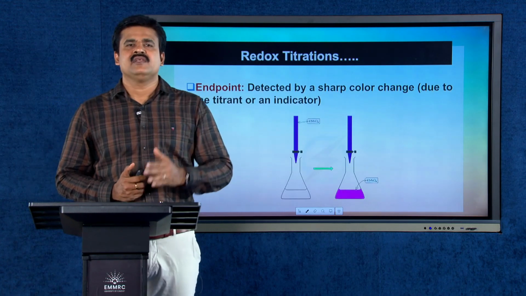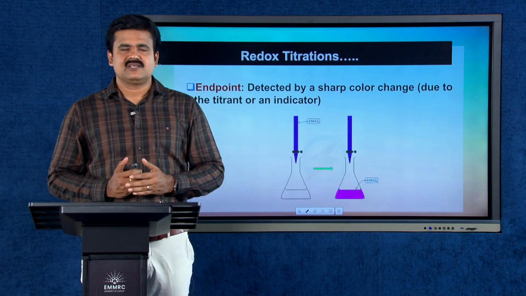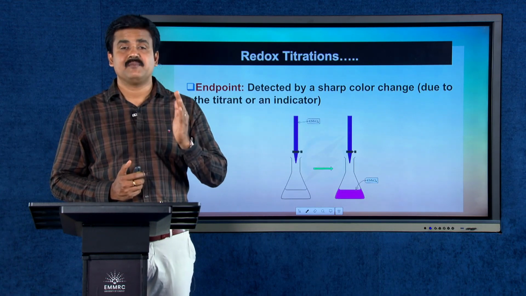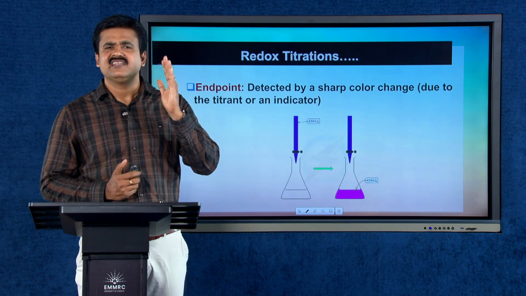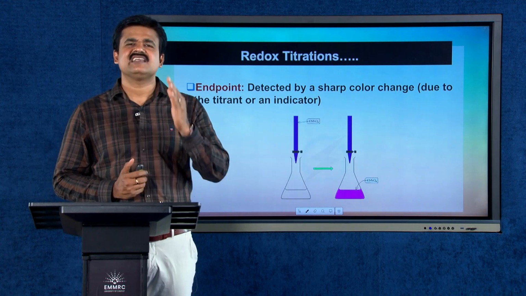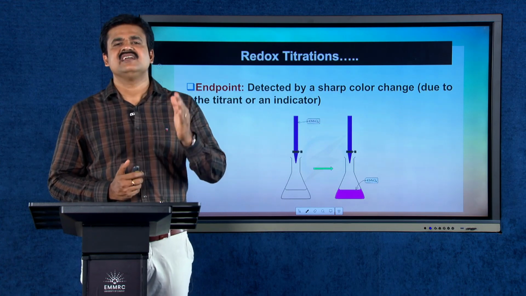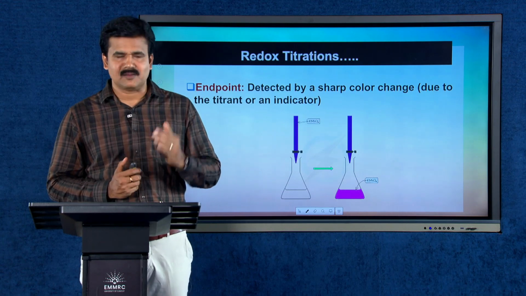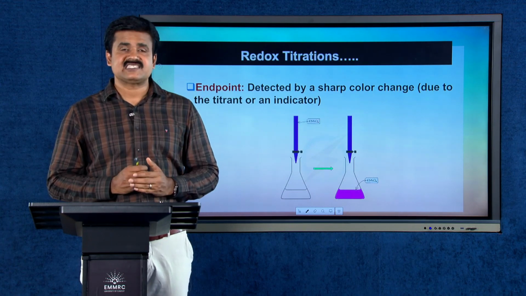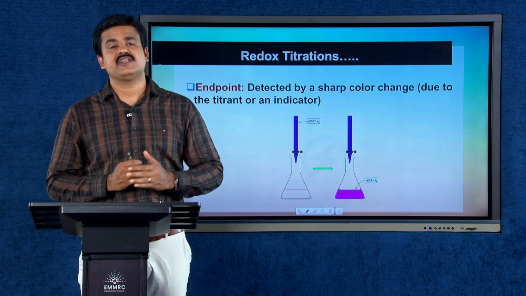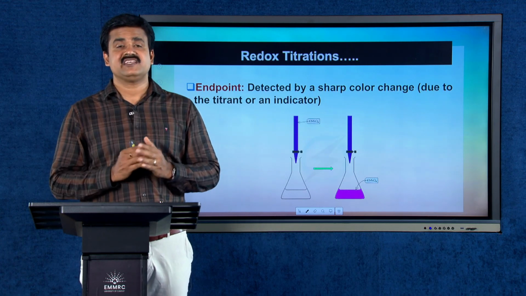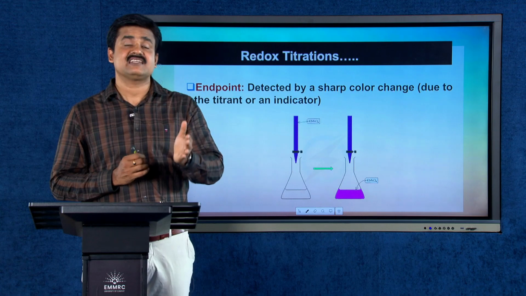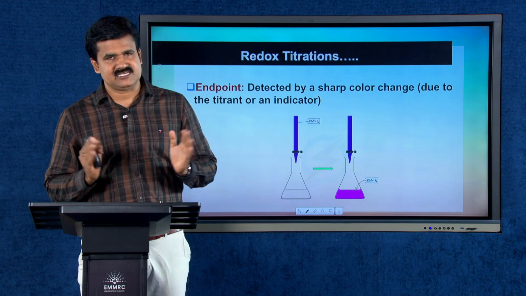Now, how to find out the end point of a redox titration, or what is meant by end point? End point is the theoretical point where the reaction appears to be stopped or appears to be completed. End point is the indication of equivalent point. Equivalent point is the actual point where the reaction between the titrant and analyte is completed.